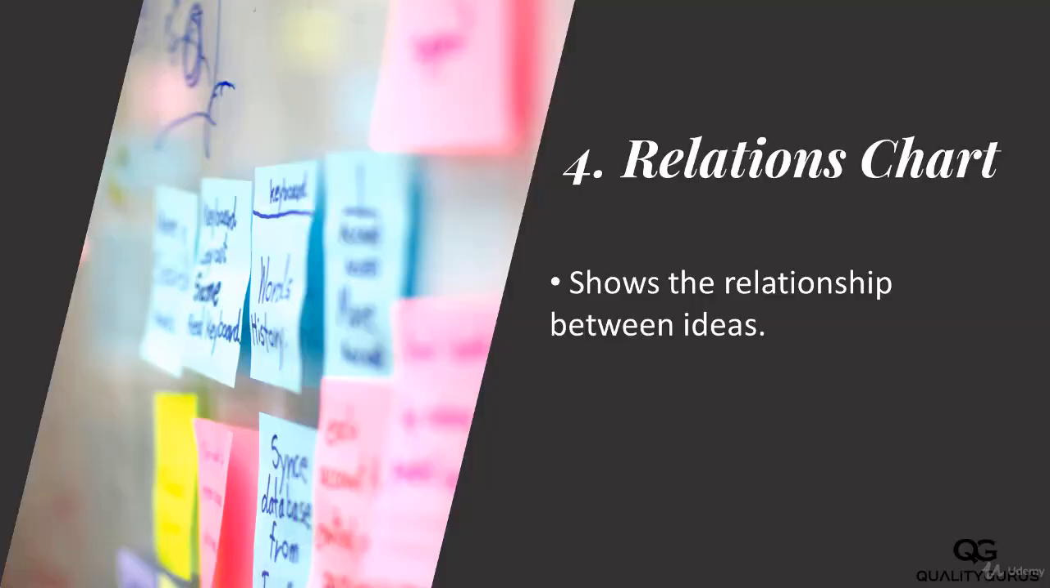Another analysis that you can do on these sorts of brainstormed ideas is create a relations chart. What a relations chart does is it shows the relationship between different ideas, how these ideas are connected with each other, and that will give a good indication about what the key ideas are here, what the key causes are here. Let's look at an example of that on the next slide.